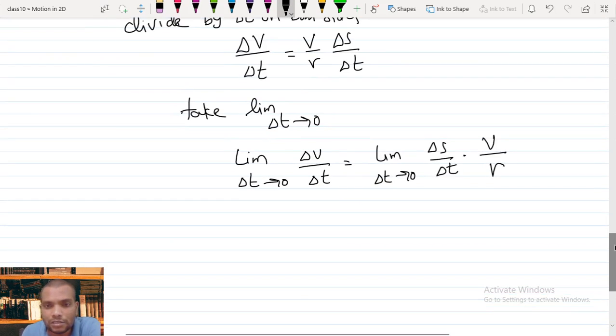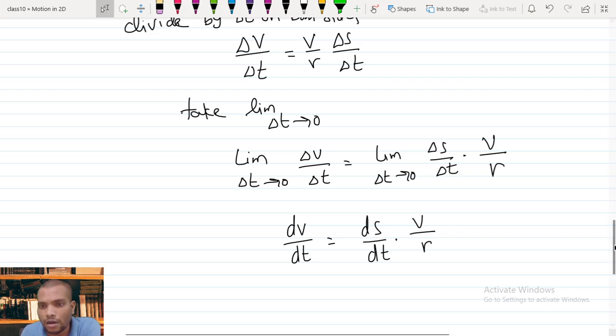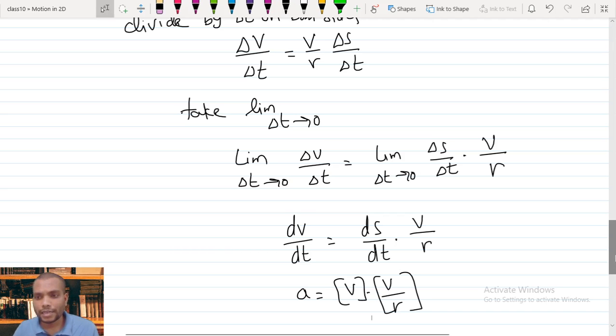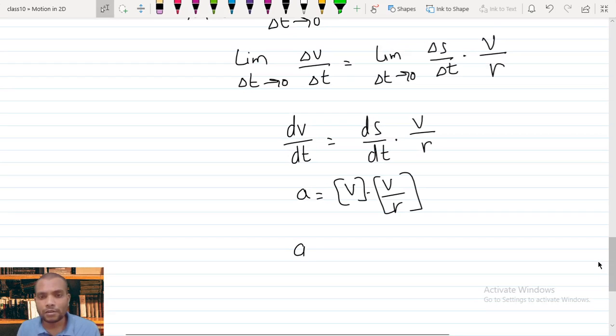Now the limit of delta V by delta T as delta T tends to 0, we can write as dV by dt, and this becomes ds by dt times V upon R. Now dv by dt, the rate of change of velocity, we can write as acceleration A, equal to ds by dt, which is nothing but the rate of change of displacement. We can write that as velocity V itself times V upon R. So finally we got an expression, acceleration A equals v square upon r.